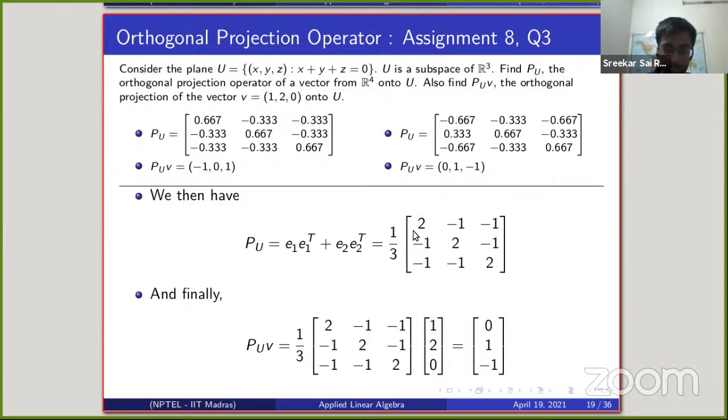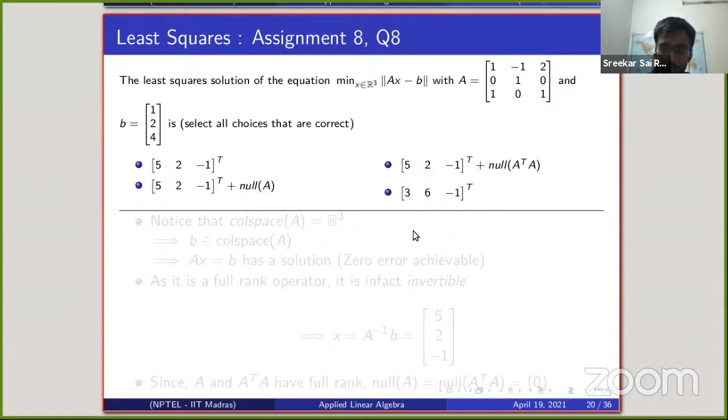All we needed to do is find the orthonormal basis for the subspace of interest. Now, in the next question, we have a question about the least square solutions for an equation Ax minus b. We've been given the matrix A and the target vector b, and we want to find the x which satisfies Ax minus b with the minimum value.